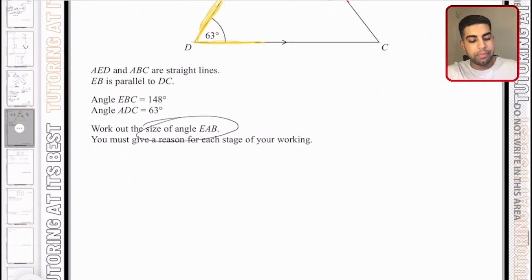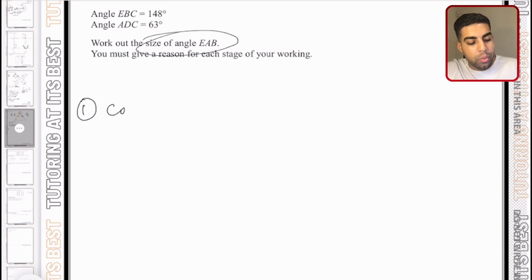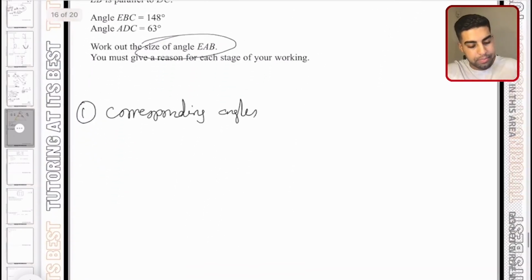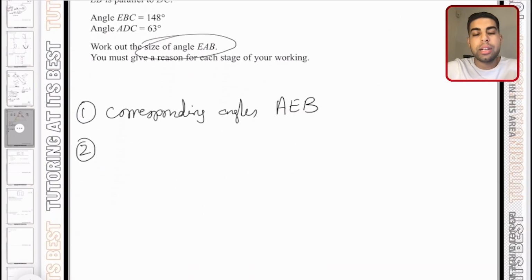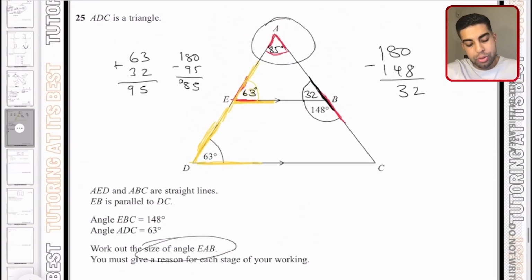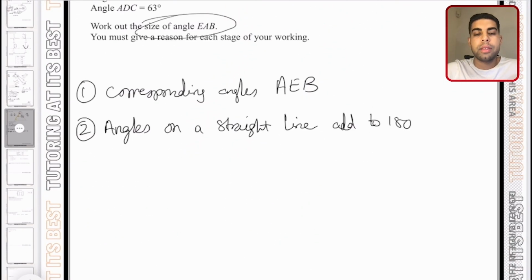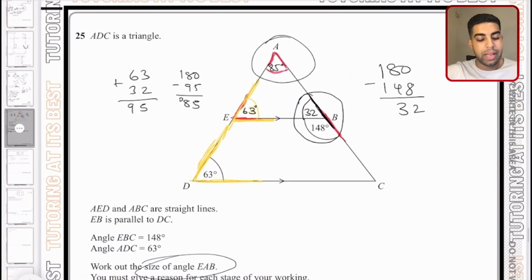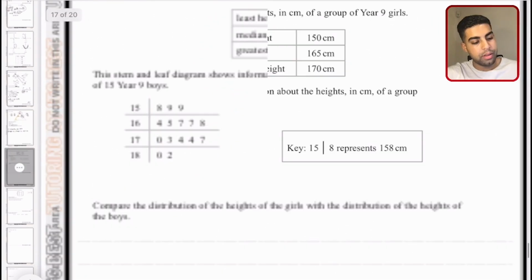So what have I used here? Step 1, we have corresponding angles. And again, with those corresponding angles, we can say that is AEB. Step 2, we then understood that angles on a straight line add up to 180. And by doing so, that's now given me the answer of EAB.